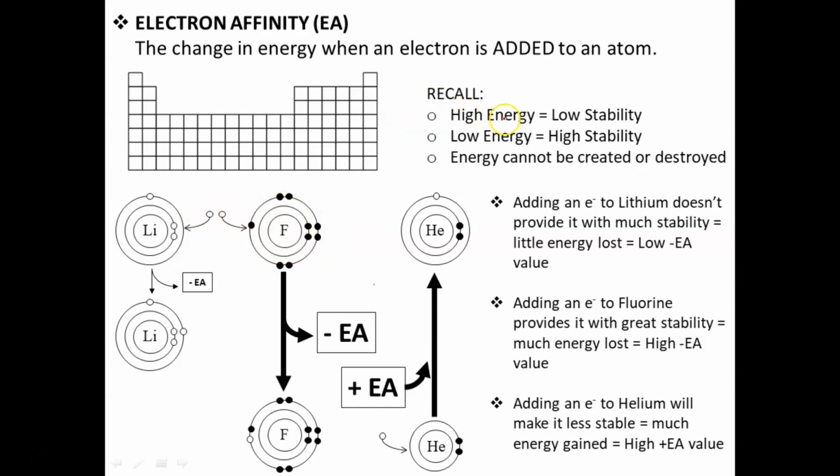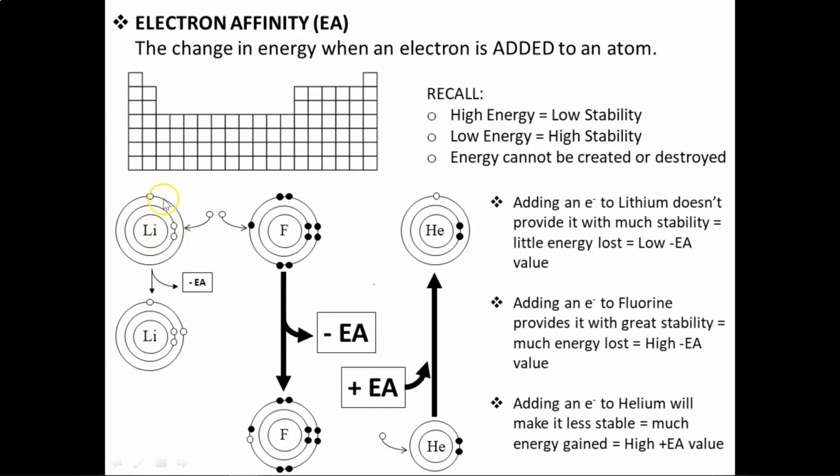And if you recall, high energy typically means low stability, while low energy typically means high stability. And of course, energy can't be created or destroyed. So when we add this electron to fluorine, we make it very, very, very stable. In the process, it goes from a high energy state to a low energy state, or we say it's ground state. But of course, energy cannot be created or destroyed, and so the energy released in this process is known as electron affinity. It gets a negative value because we're releasing the energy. So the energy is being lost by the atom and given off to the surrounding area, and that's why EA is a negative value.